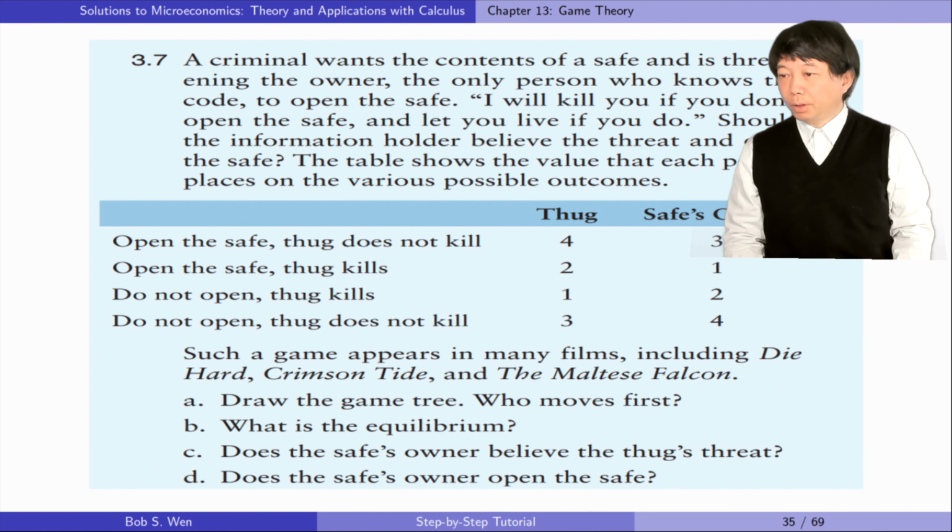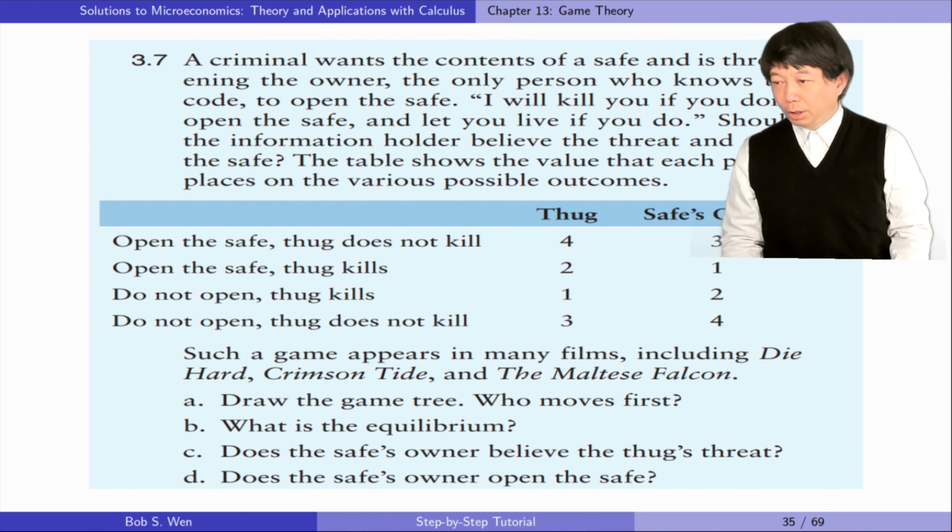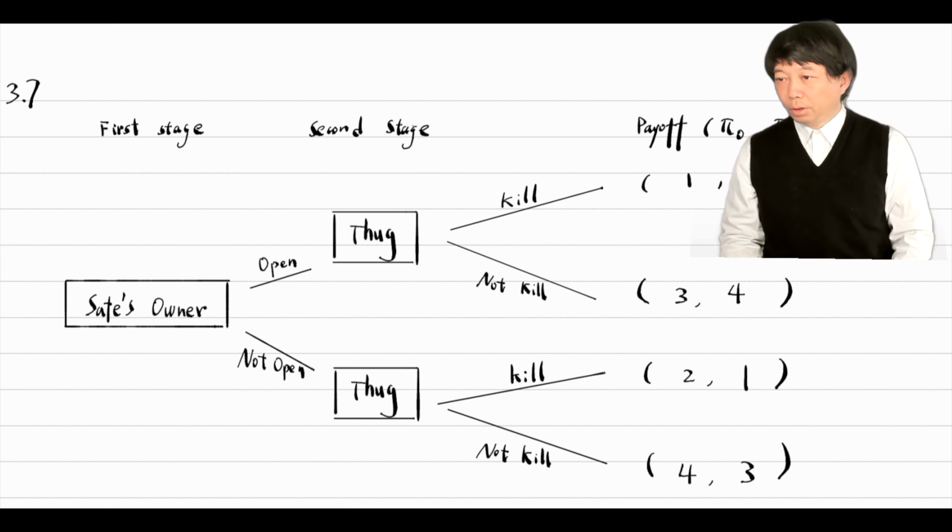The table shows the value that each person places on the various possible outcomes. Draw the game tree. Who moves first? What is the equilibrium? Does the safe's owner believe the thug's threat? Does the safe's owner open the safe? We draw the game tree and use the backward induction approach to find the subgame perfect Nash equilibrium. The safe's owner moves first.